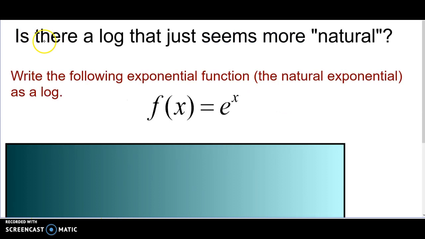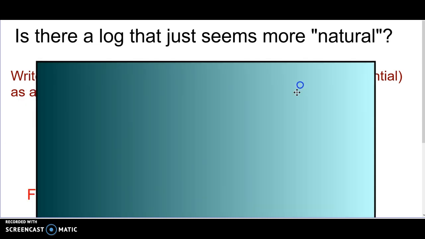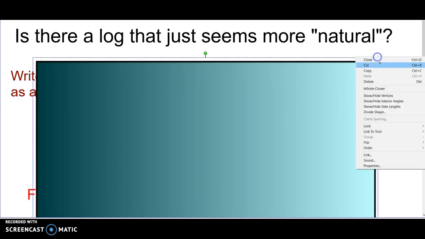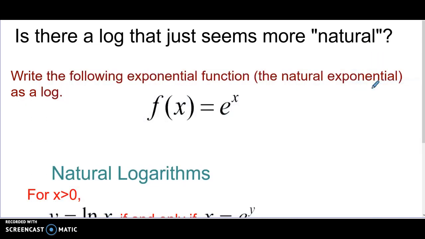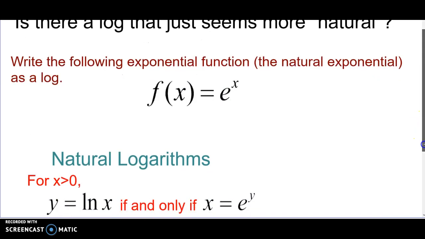Okay. Then, is there a log that just seems more natural? Natural logs, natural. I can think of a million funny jokes right here. Anyway, write the following exponential function, the natural exponential, as a log. How would we do that? Oops, not by drawing random lines. Delete. The natural log. Now, how do I get rid of this guy? Well, we have something called the natural log. You guys have hopefully seen this before.